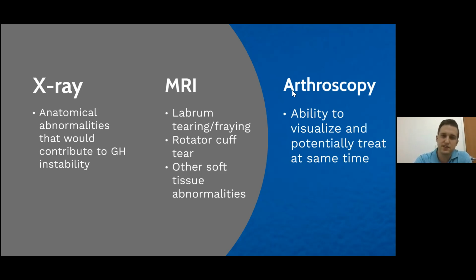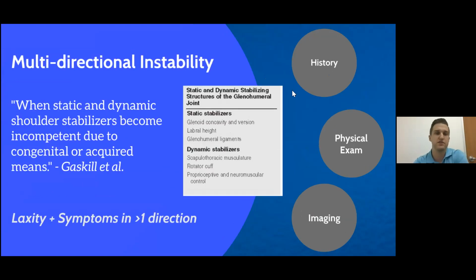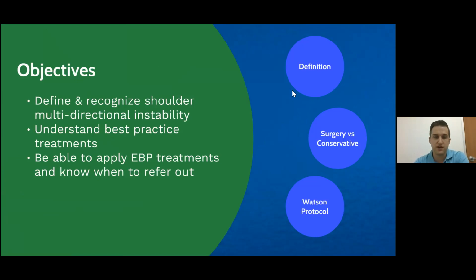It just is at the discretion of the practitioner, I guess, at that point, technically. So just make sure you're having good communication with whatever surgeons, orthopedists, whoever is going to be working with these patients in addition to you, whether you're on the athletic training side of things or the physical therapy side of things. So that is all to define and recognize shoulder multi-directional instability.